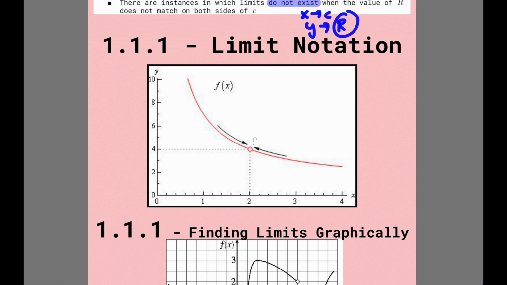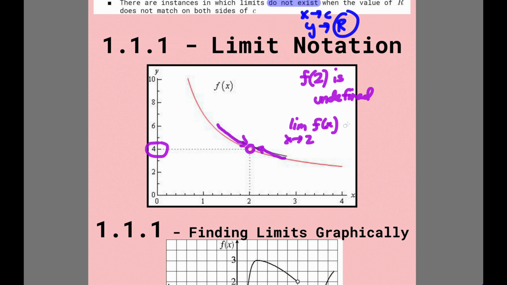Here's an example with a graph. If you notice right here with this graph, it's a hole. So that means f of 2 is undefined. The reason for that is because there's no value there. It's an open hole. But if you notice, if you approach the x value on both sides, so we're approaching on this side, we're approaching on this side, there is a y value that it gets closer to because it's approaching on both sides. So f of 2 is undefined, but the limit of f of x as x approaches 2 is actually equal to 4 in this case.